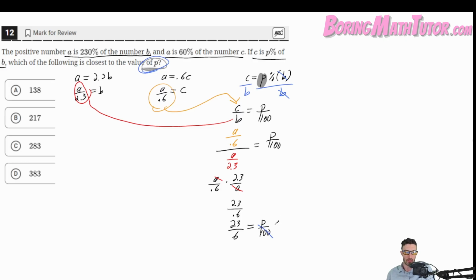So it means I need to get rid of the 100 by multiplying both sides by 100. And now I get basically 100 times 24 over 6. That's a good approximation. So it's like 100 times 4, which means that we should be getting this answer. So it's a little less than 400, and that makes sense.